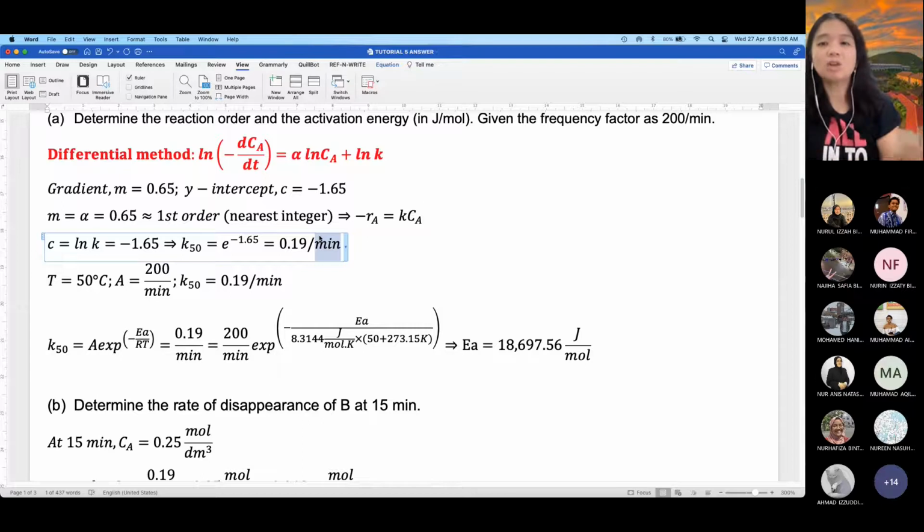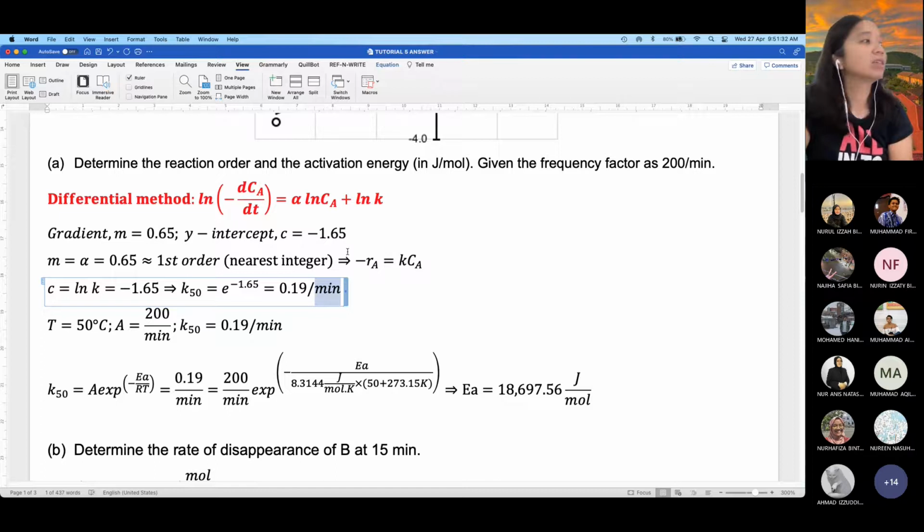And if it's second order, the dimension for K is 1 per concentration time. For example, the unit is liter per mole second, dm cubed per mole hour, or in empirical engineering units, feet cubed per pound mole second, something like that. So the unit really depends on the reaction order. However, you cannot just stop there, because they want us to find Ea.